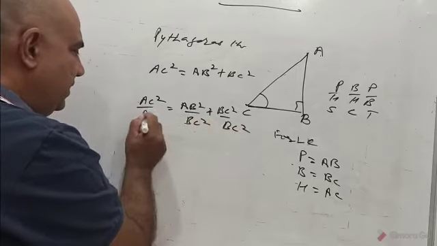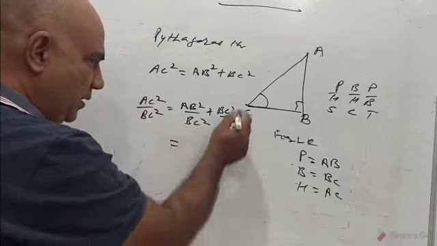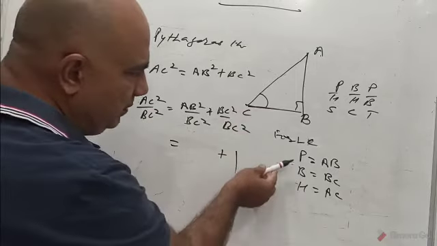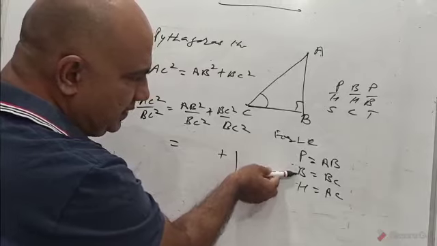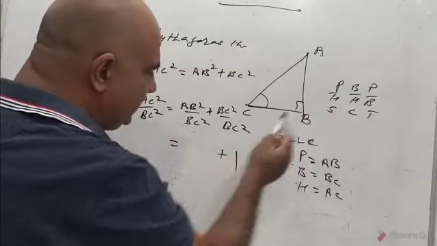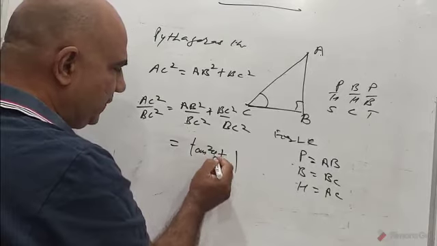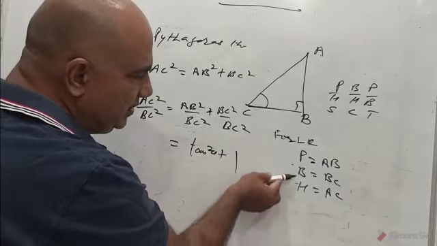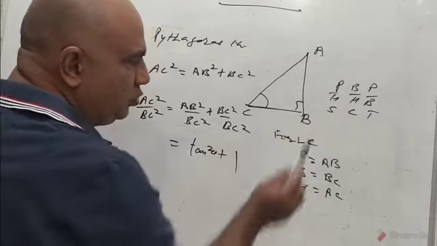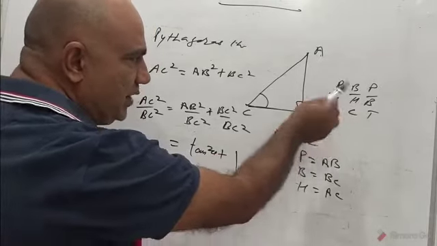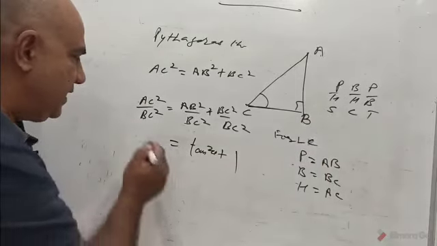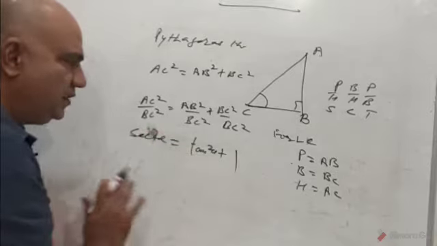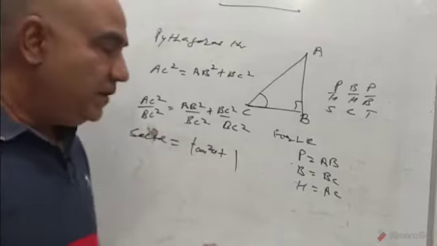Again BC square, and here also BC square. BC square upon BC square is 1. And here AB upon BC is P upon B. P upon B is tan, so this is tan square theta. And this is AC upon BC, that is H upon B. B upon H is cos, so H upon B will be inverse of cos, and that is sec. So this will be sec square theta. So all the three identities we have found out geometrically.